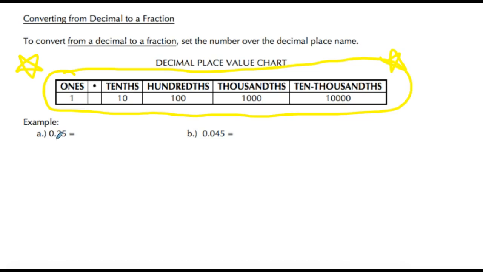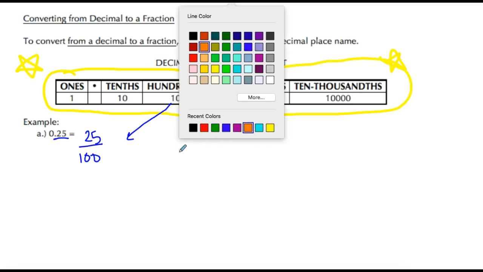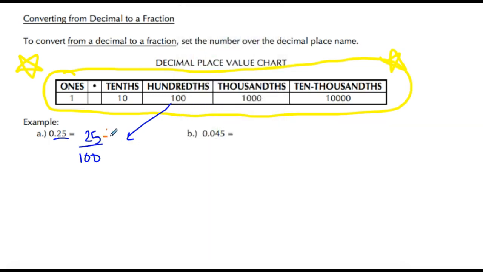So if you look at the first example, you'll notice that there are 2 decimal places. 2 decimal places means hundredths. This is read 25 hundredths. So we're going to take 25 and put the 100 underneath it. From there, now we need to reduce. What number goes into both 25 and 100? The answer would be 5. 25 divided by 5 is 5. 100 divided by 5 is 20.